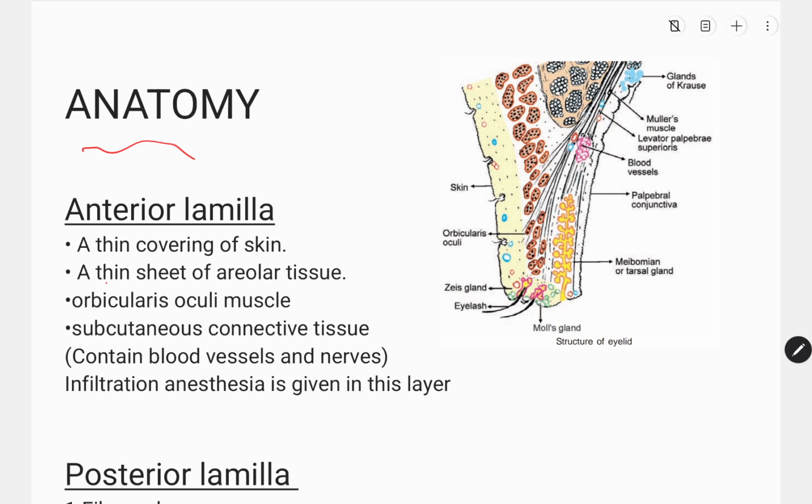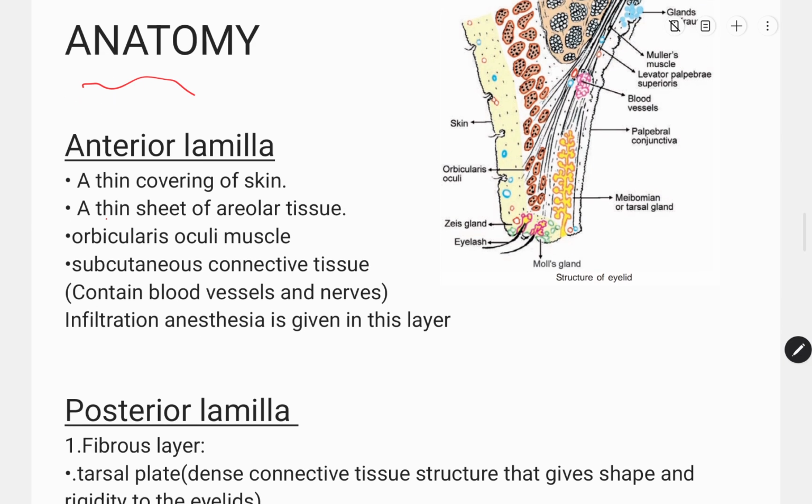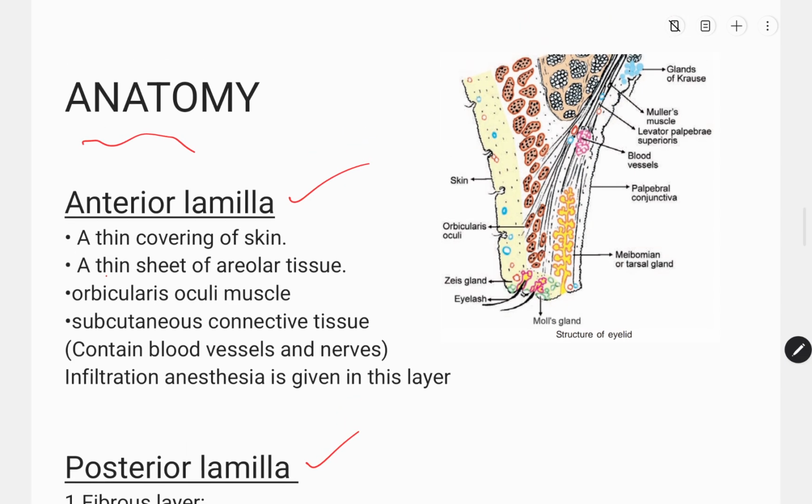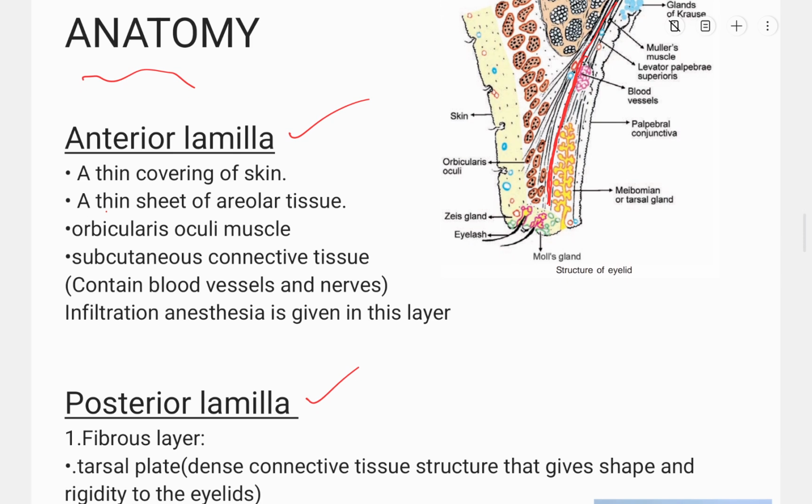So anatomy of the eyelid, we basically divide the eyelid into anterior lamella and posterior lamella. We divide it on the basis of the gray line. If you can see, this red one is the gray line that divides the whole of the eyelid into two parts, anterior lamella and posterior lamella. First we will talk about the anterior lamella and then we will talk about the posterior lamella. So anterior lamella, first of all, it consists of the skin. If you can see, this is the skin.